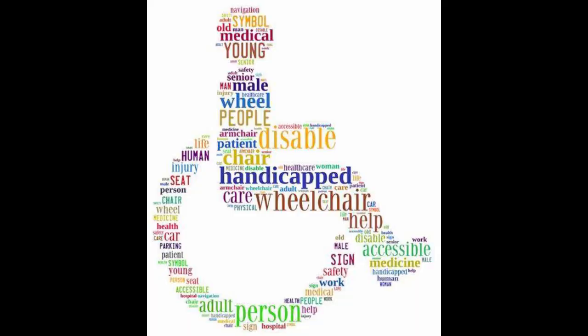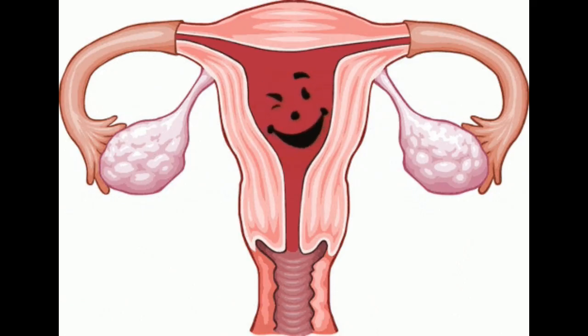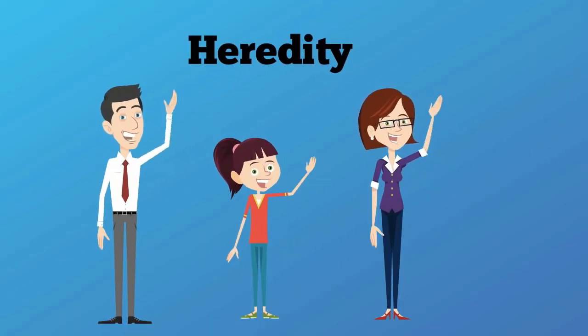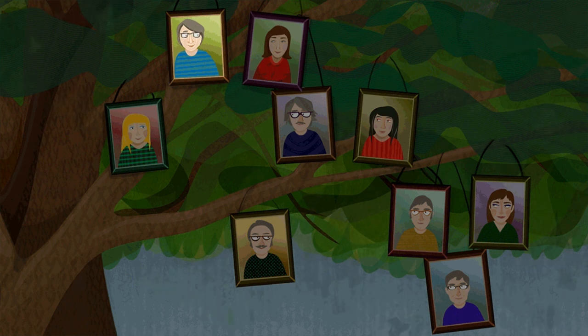In this video, we are going to talk about the biological and environmental causes of developmental disabilities. Now, let's start with the basic concepts of human reproduction. Heredity is the mechanism for the transmission of human characteristics from one generation to the next.